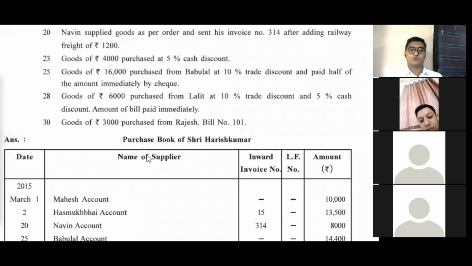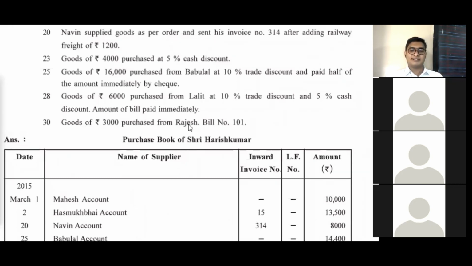Next, 28. Goods of 6,000 purchased from Lalit at 10% trade discount and 5% cash discount. Amount of bill paid immediately. Now tell me whether there will be an entry. Sir, there will be no entry because the amount is paid immediately. Yes, Ravi, your answer is correct. Amount paid immediately means it is a cash transaction. It is not recorded.